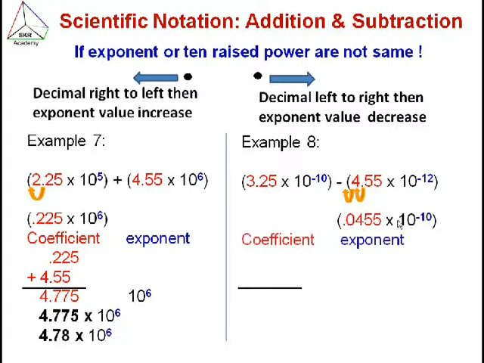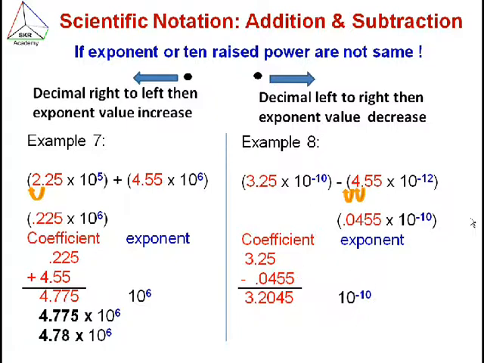Then we will get two numbers: 3.25 times 10 to the power minus 10, and another number here, 0.0455 times 10 to the power minus 10. So now we can see the powers of 10 are the same in both numbers. Now we can subtract these values. So 3.25 minus 0.0455, the answer will come 3.2045 times 10 to the power minus 10.